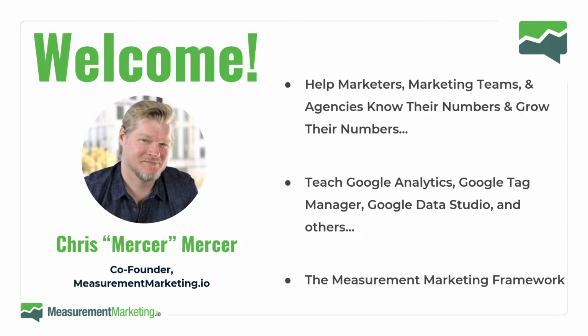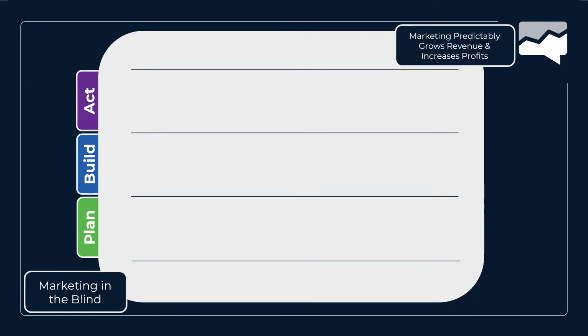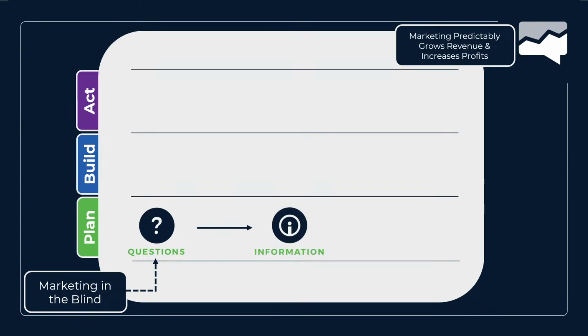Now, we talk about the framework in each and every training that we do, the Measure Marketing Framework. Remember, when you're first starting out as a marketer, you're kind of marketing in the blind. We all do. Our goal is to get to the point where we can predictably grow revenue and increase profits. So how do we actually do that? First, we plan. We plan by asking questions. Then we plan the information that we need to get answers to those questions. What information will we need to collect to do that? Then we plan what actions we will take based upon the answers we get.